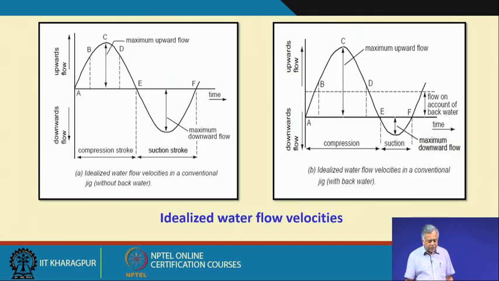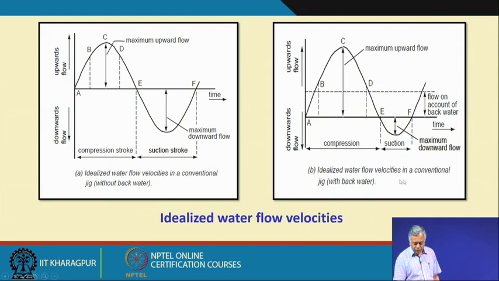So, this is the compression stroke, that is when you are compressing in a conventional jig. So, the fluid has an upward velocity, and that is the maximum velocity zone. You have a sinusoidal motion like this. So, this is the pulsation and this is the suction stroke. That is the maximum downward velocity of water you will reach here.